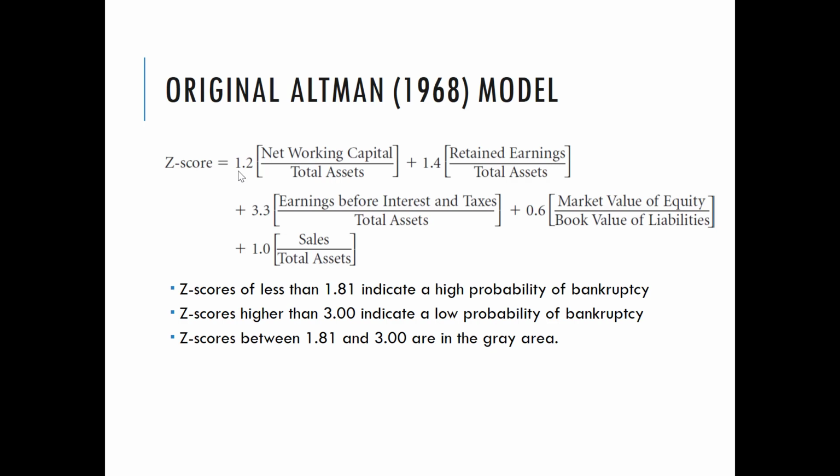You then use that Z-score and the decision rules that Altman decided on: if your Z-score is less than 1.81, it indicates a high probability of bankruptcy. If it's above 3, there's a low probability, and if it's somewhere in between, it's kind of a gray area where we don't know what's going to happen. But again, this model is super simple, and in some ways it's somewhat limited in the sense that it's not necessarily perfect and it could be a lot better.